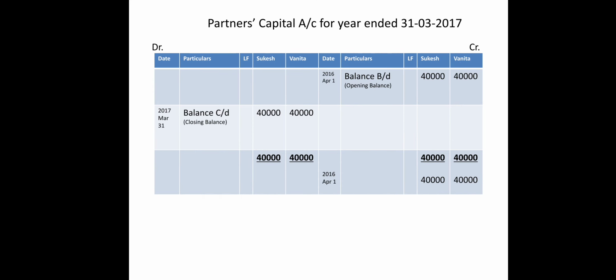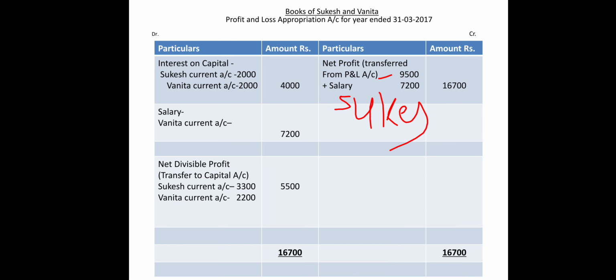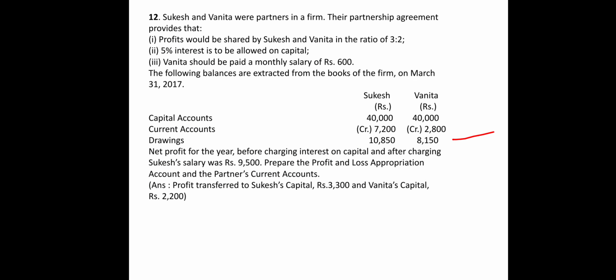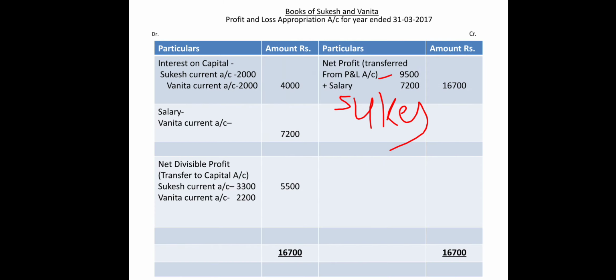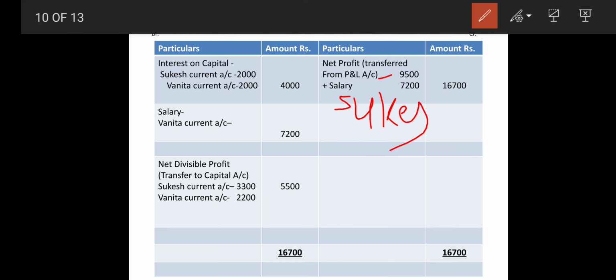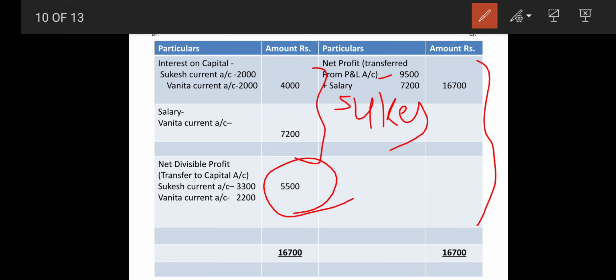Now comes the next point, net profit for the year. This we have already done, so now nothing is left for this particular sum. Now we are going to make the total. So 16,700 is the total, of which we are going to deduct these two items, and finally we get 5,500.